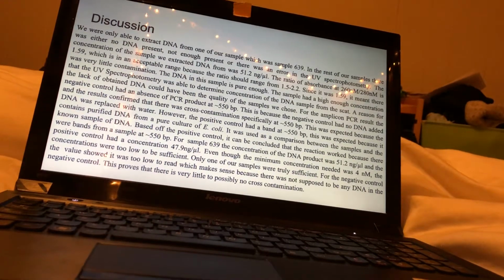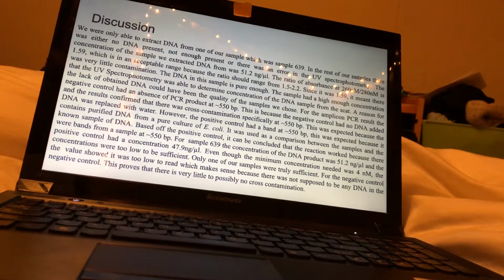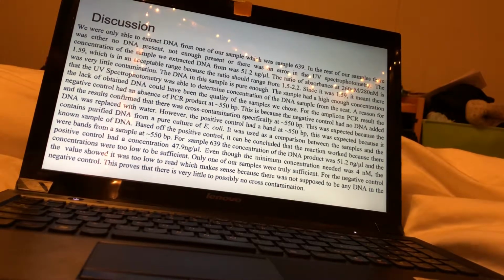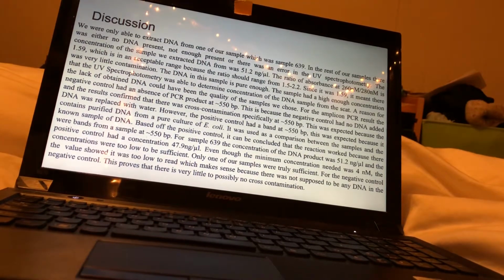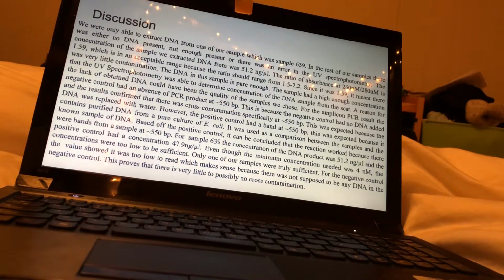It was 1.59, which is an acceptable range because the ratio should range from 1.5 to 2.2, and since it was 1.5, it meant there was very little contamination. So therefore the DNA sample would be pure enough. The sample had high enough concentration that the UV spectrophotometer was able to determine the concentration of the DNA sample from the scat.